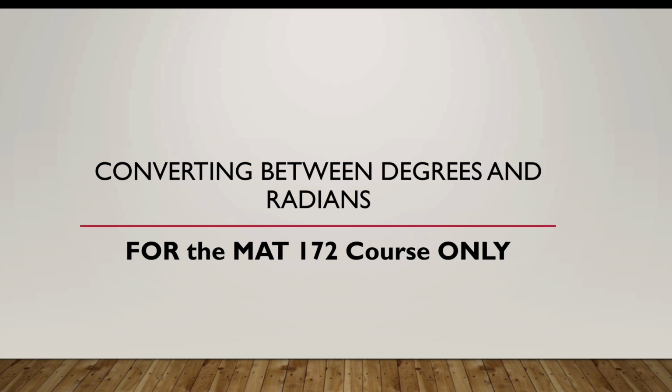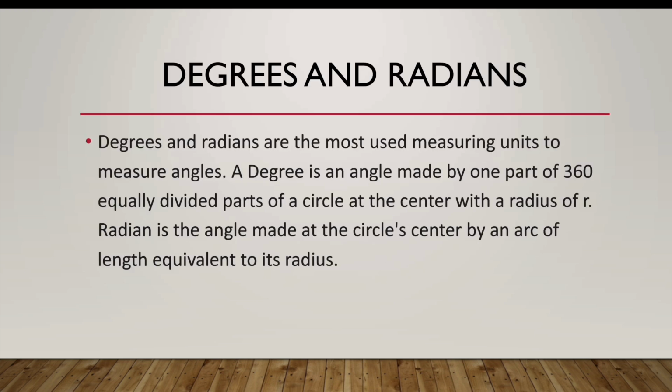In Math 172, there is one more calculator skill you'll want to familiarize yourself with, and that is the ability to convert between degrees and radians. First off, what are degrees and radians? Well, they're the most used measuring units that we calculate angles by. A degree is an angle made by one part of 360 equally divided parts of a circle at the center with a radius of r. A radian, on the other hand, is the angle made at the circle's center by an arc of length equivalent to its radius.